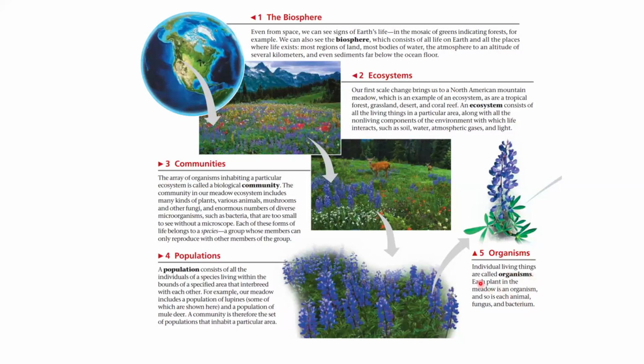Individual living things are called organisms. So each individual human being on the planet is an organism, and each plant in the meadow is an organism, as in the example used there.